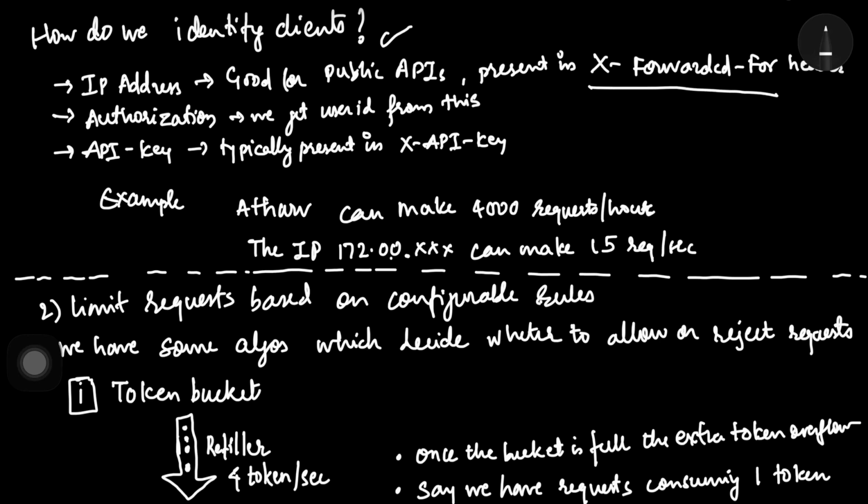After that, we have the second key, which is authorization. For our logged in users, we can extract a unique user ID directly from the authorization header or the JWT token, whatever we are going to get. The third thing is the API key, which is common for third-party developers, usually passed in a custom header like X-API-Key. So just as we had X-Forwarded-For as a header, now we'll also have the API key in the X-API-Key header.